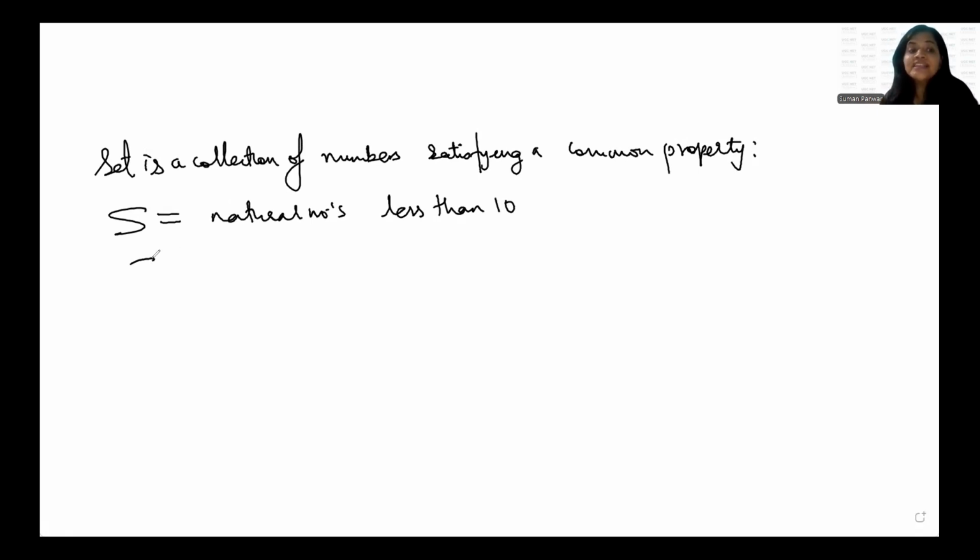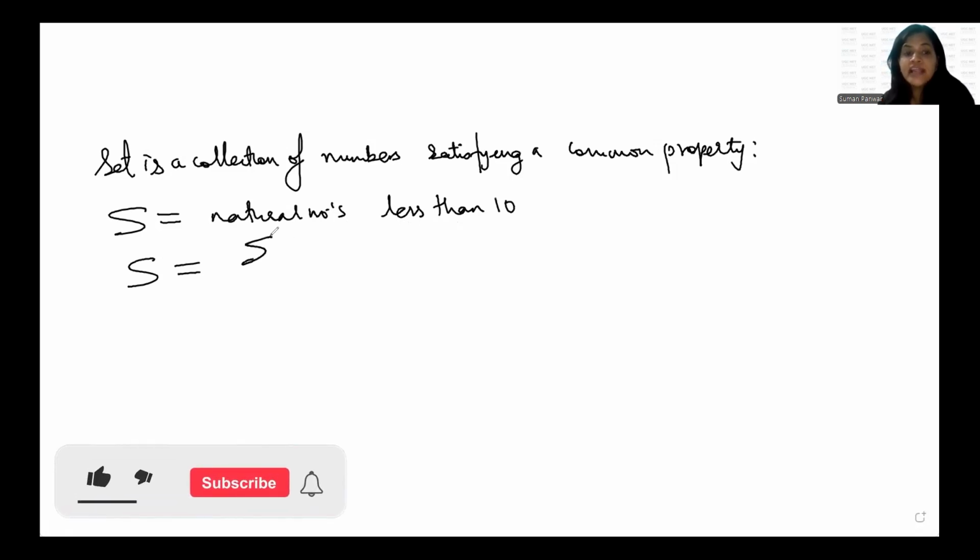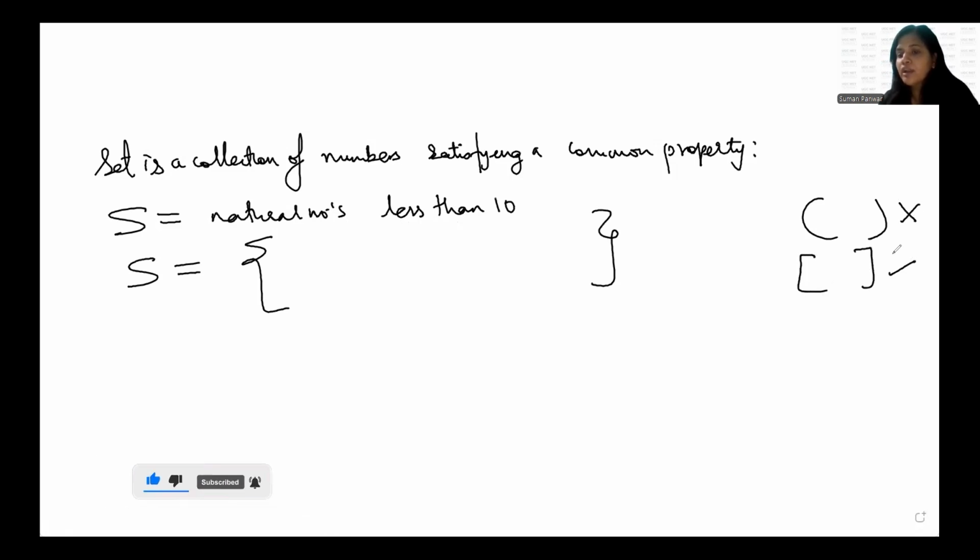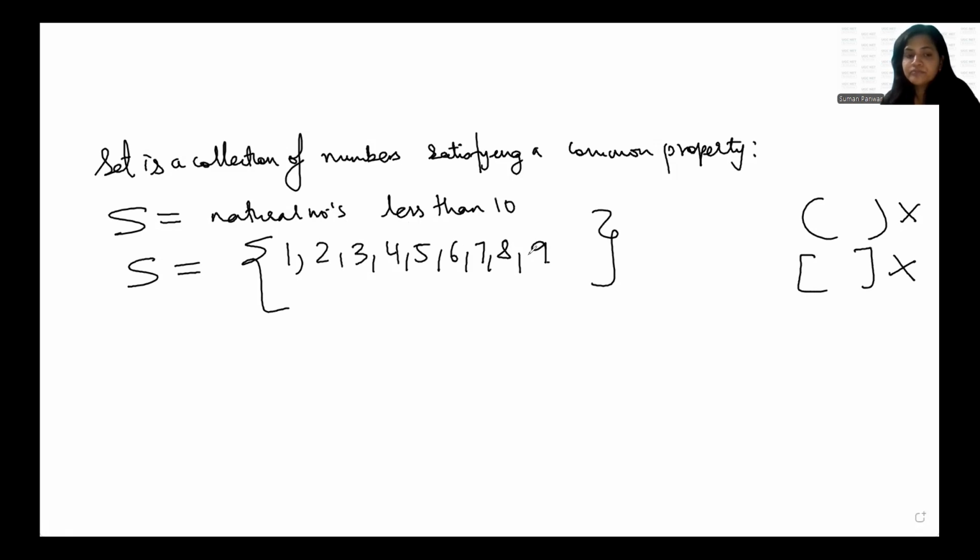So how do I write a set in mathematical notation? The elements of the set, that means the members of the set, are written inside curly brackets only. Please do not use any other kind of brackets. Not allowed. Only curly brackets. So we have natural numbers 1, 2, 3, 4, 5, 6, 7, 8, 9. This is this particular set.